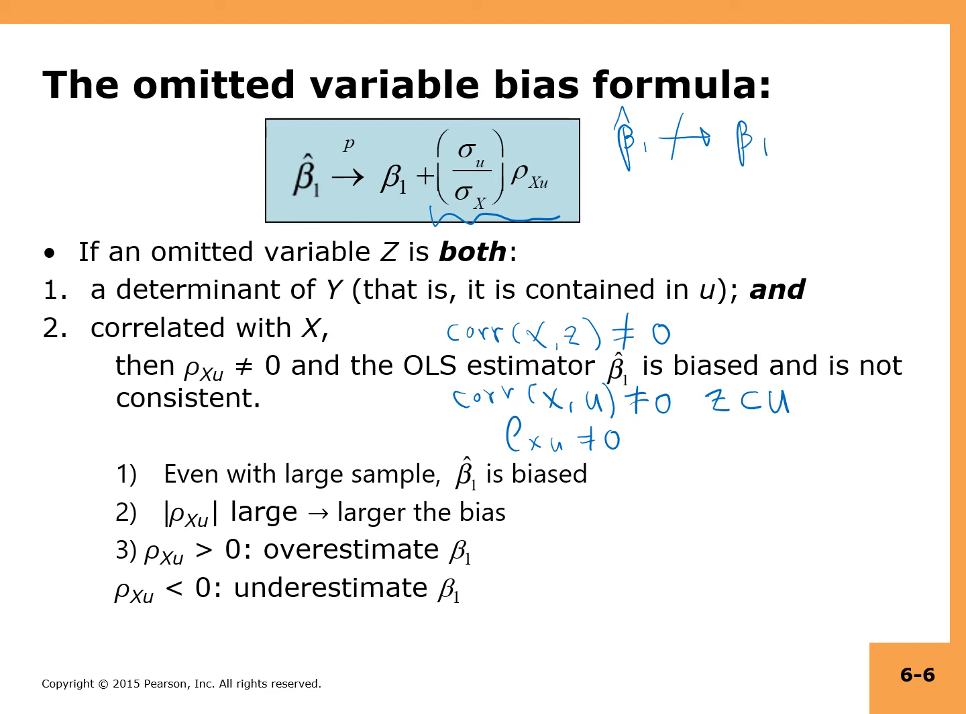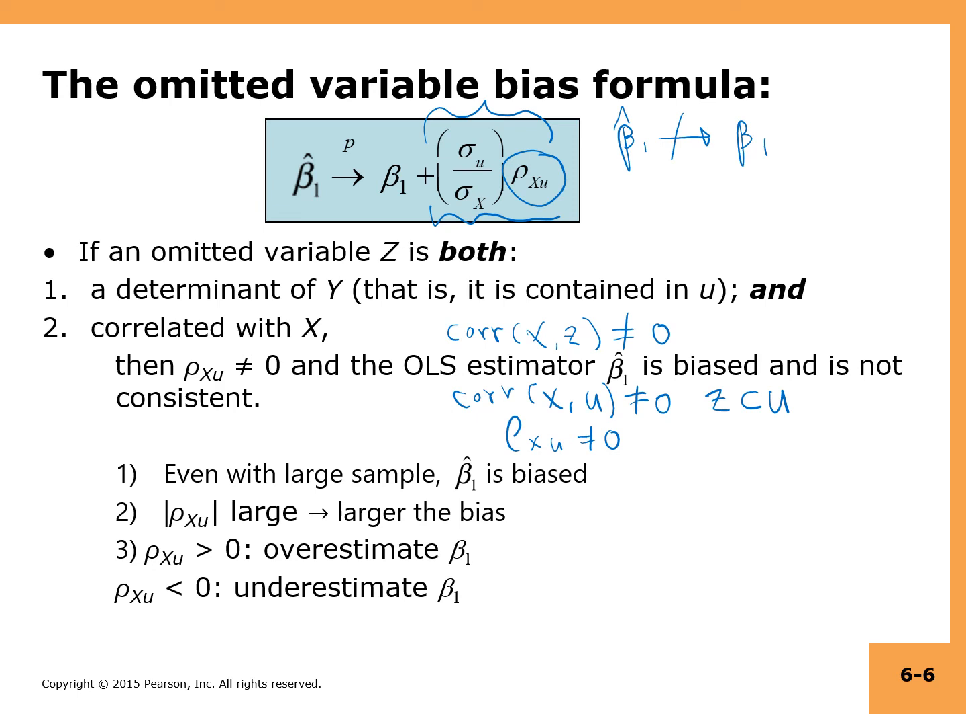Even when there's a large sample size, beta hat 1 would always be biased when there's omitted variable bias. That's because even with a large sample size, if the correlation between x and u is not equal to 0, then this term is positive. So beta hat 1 converges to something that is beta 1 plus some number. So it never converges to the true beta 1, but to beta 1 plus some term. So beta hat 1 is always going to be biased.